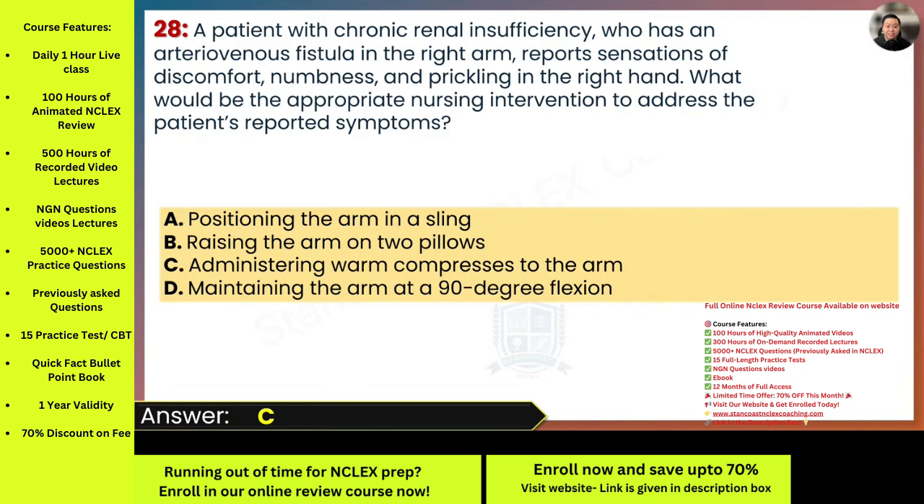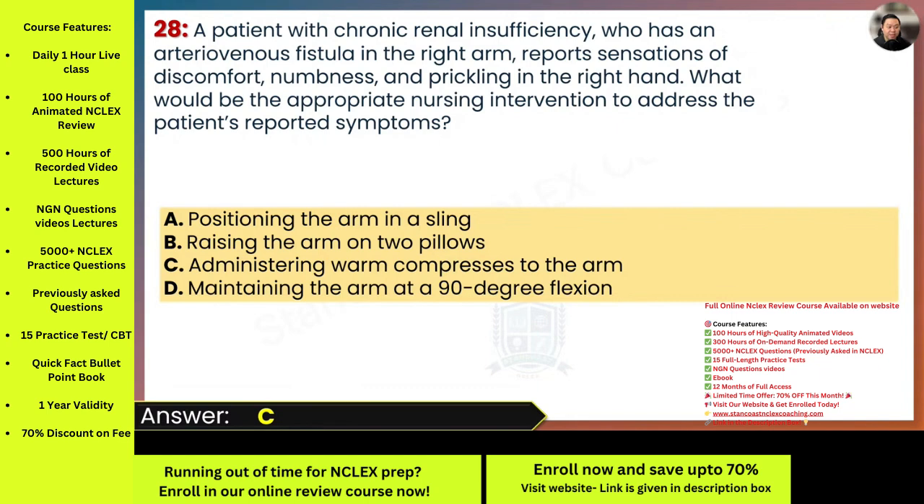This is incorrect. Well, this is something that could actually worsen the problem, and this will restrict the blood flow further by elevating the arm in a position that decreases circulation to the hand. And with the arterial steal syndrome, the focus should be on increasing the blood flow, not restricting it. And that is why you got to discard this option.